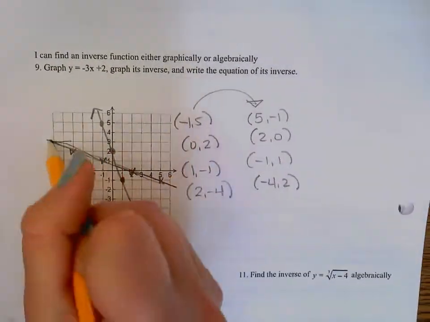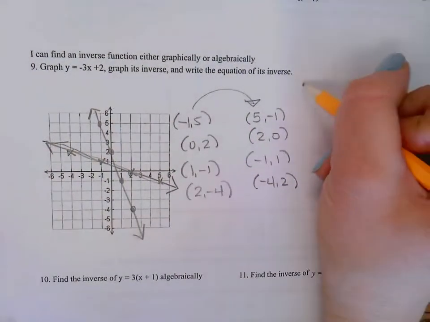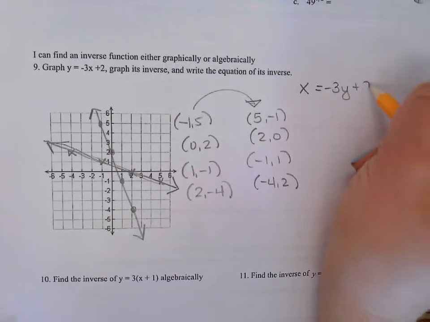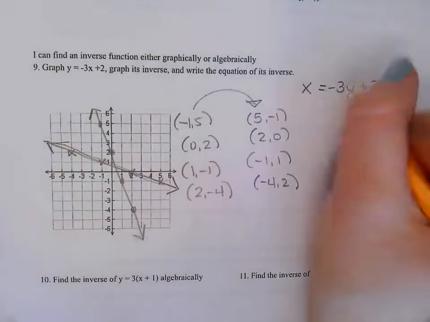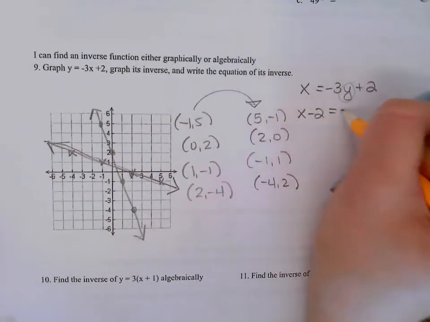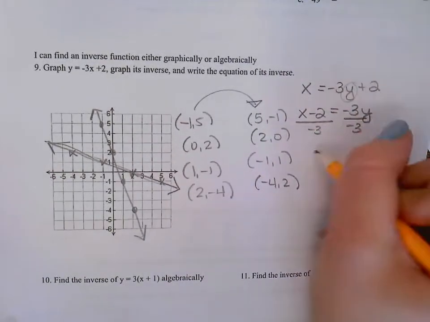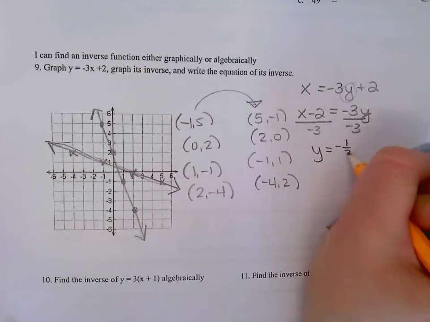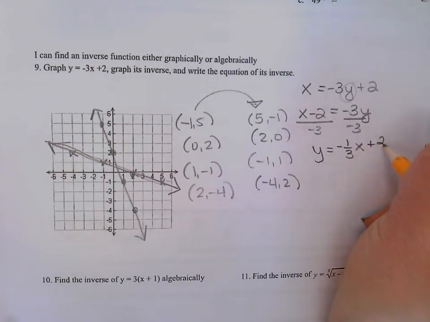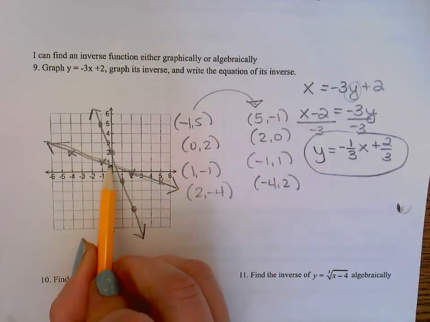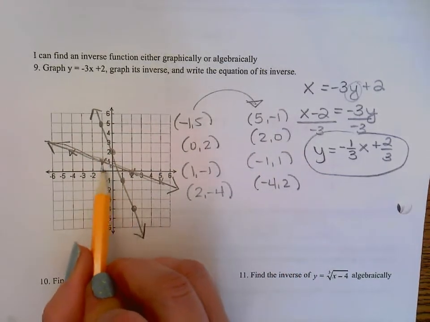If I want to find that equation, what I do is I switch x and y in the original function and get y by itself. So subtract 2 to the other side and divide by negative 3. So y equals negative 1/3 x plus 2/3. Let's see if that matches up to what we graphed. There's 2/3, and then, yep, the slope is down 1 over 3.